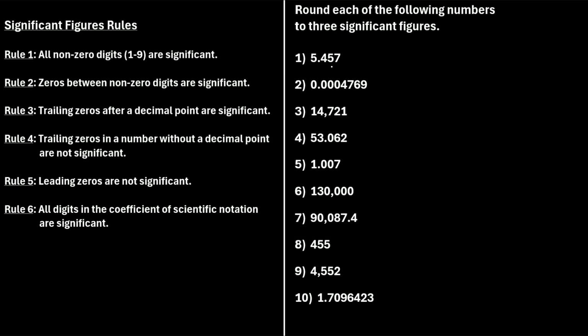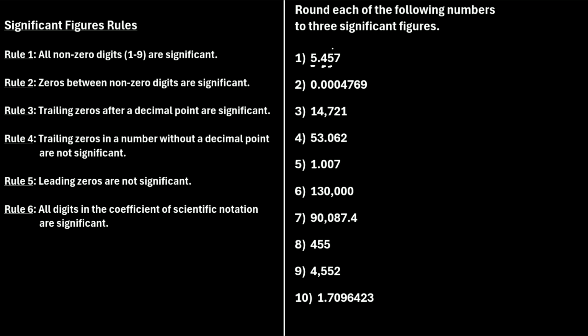We have 5.457. We want to round this number to 3 significant figures. So the way that we do that is we first identify what are the first 3 significant figures in this number. Well, according to rule 1 right here, that tells us all non-zero digits, in other words, the digits 1 through 9, are significant. So in this number, this 5, this 4, and this next 5, these are all significant figures. So here's our first 3 significant figures in this number.